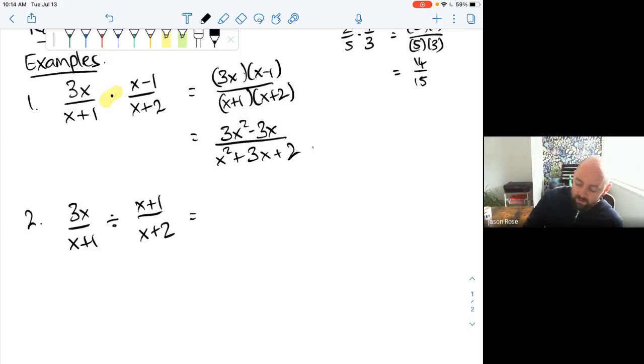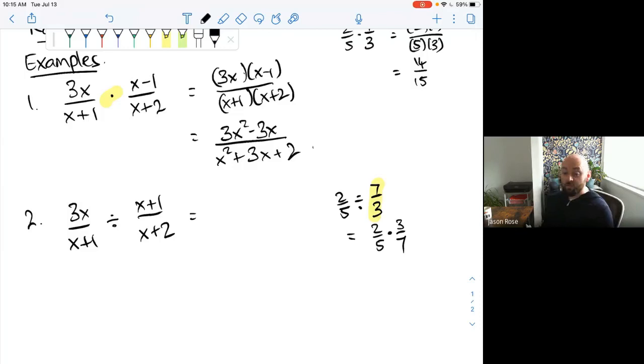So let's say you had 2 over 5 divided by 7 over 3. You remember how you would approach this? You would just take the dividing term, the 7 over 3 here, and flip it and multiply instead. So the rule you think of in your mind when you divide a fraction by another fraction is you take the dividing fraction, the second one, and you flip it and multiply instead. So now multiplying the same operation as before, 2 times 3 is 6, 5 times 7 is 35.